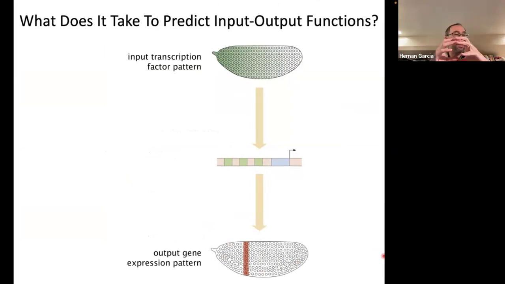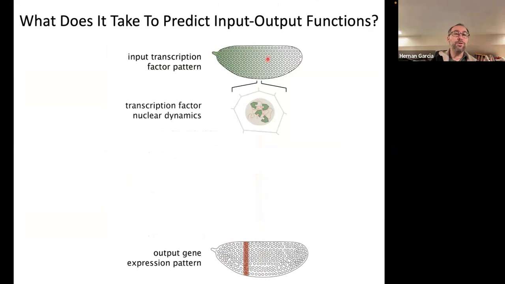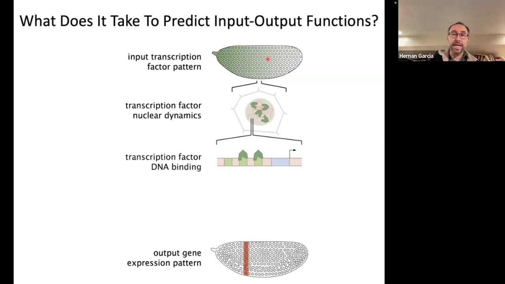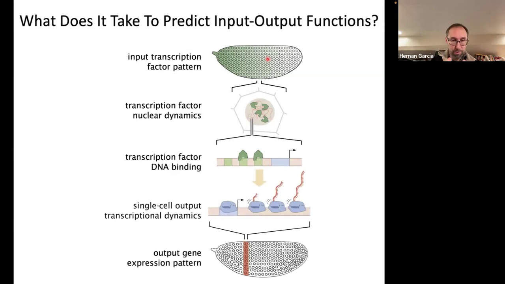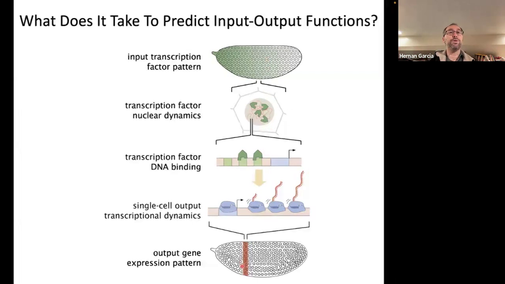Like instead of looking at the concentration of the transcription factor throughout the embryo, maybe what I need to do is to know what are the dynamics of this transcription factor in the nucleus. How do they bind and unbind to the DNA? And how does that binding inform the transcriptional dynamics of individual genes? And finally, how do all those cells transcribe in a coordinated fashion in order to give you an output pattern of gene expression? So today, what I'm going to show you is how we use the theory-experiment dialogue in order to shed light on each one of these steps between input and output in development.